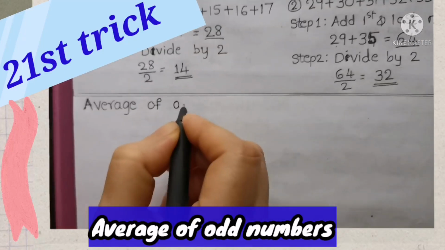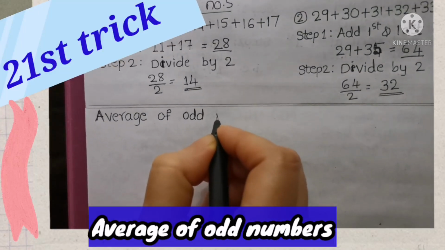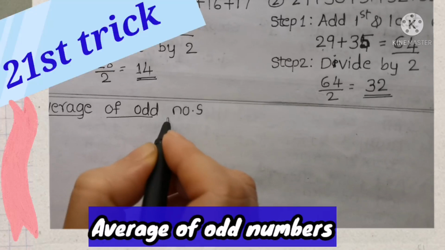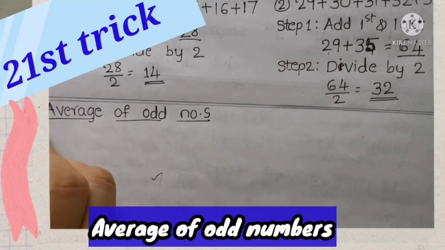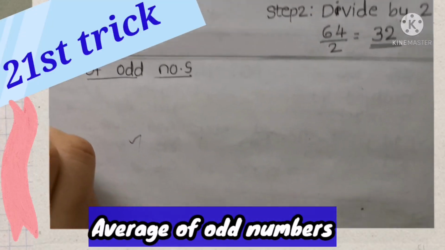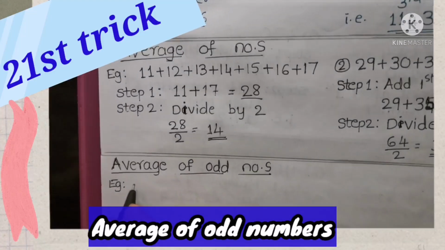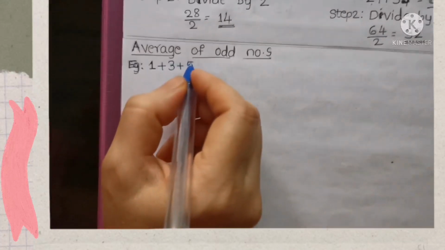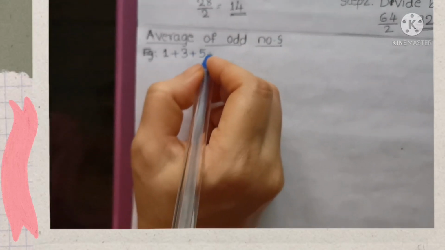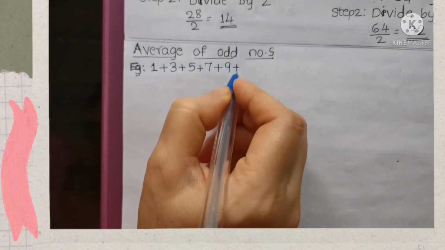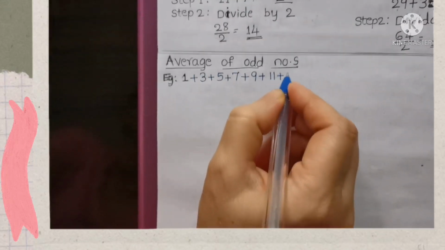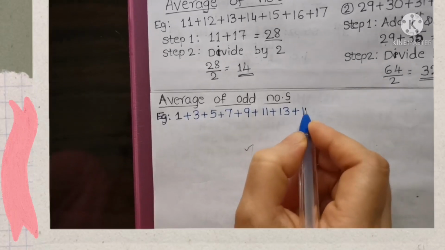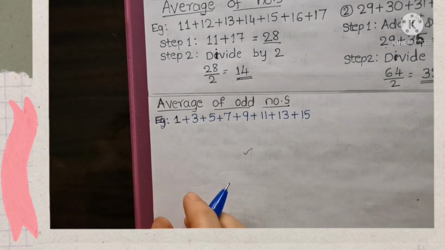In our next trick, we will see the average of odd numbers. So let's take an example. Our first example is 1 plus 3 plus 5 plus 7 plus 9 plus 11 plus 13 plus 15.